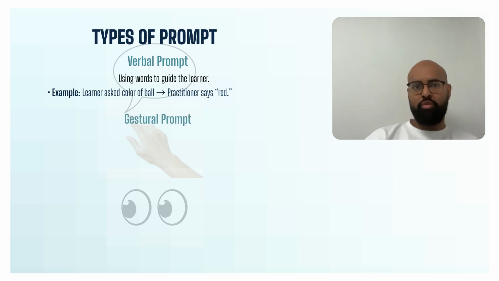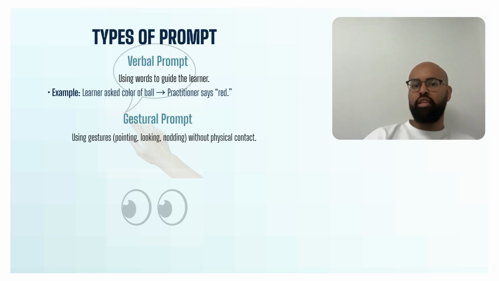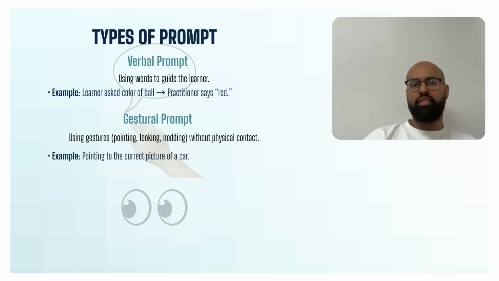Next is gestural prompts. This involves utilizing a gesture such as pointing, looking, or nodding at something as a prompt for a learner. This does not involve touching the learner like a full or partial physical prompt. Example: a learner is asked, "Point to the car," from an array of 3 pictures. The learner does not answer, so the practitioner provides a prompt by pointing at the correct picture of a car.